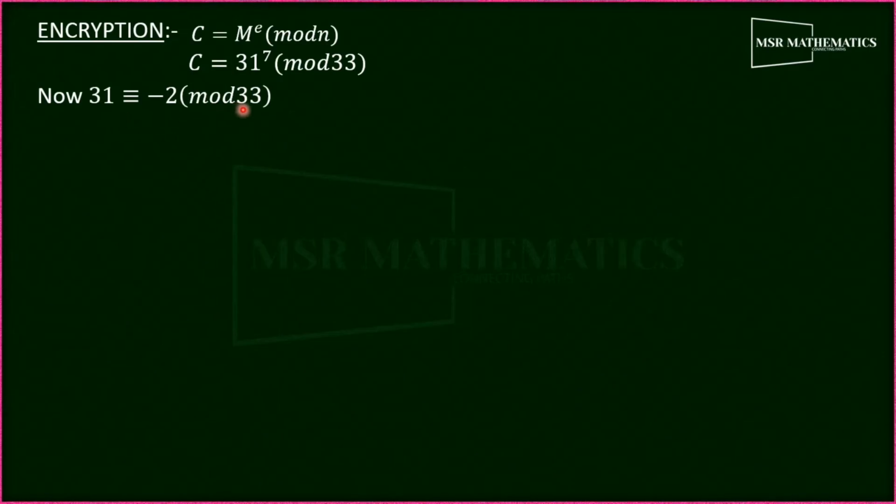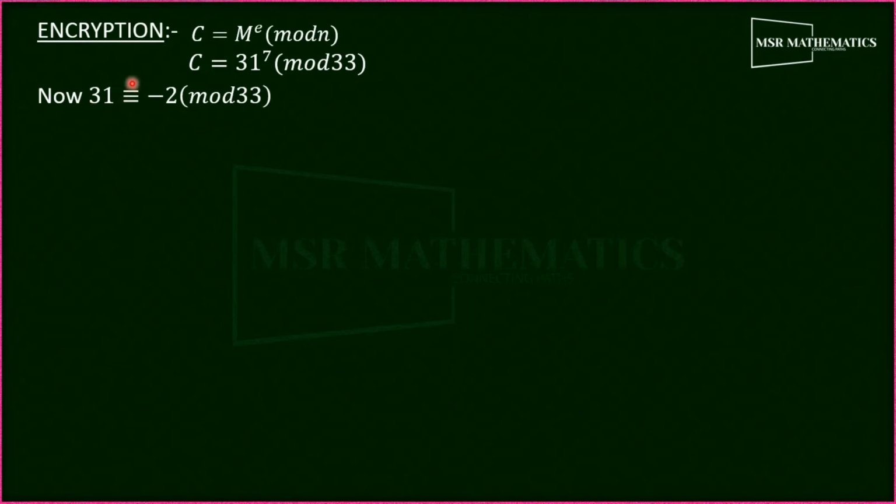31 plus 2 is 33. Obviously 33 divides 33, satisfies. So the first step is to consider some value that holds the congruency. Here we have to find 31 power 7. For that, first we take 31 as congruent to some value under modulo 33. Here 31 is congruent to minus 2 under modulo 33.